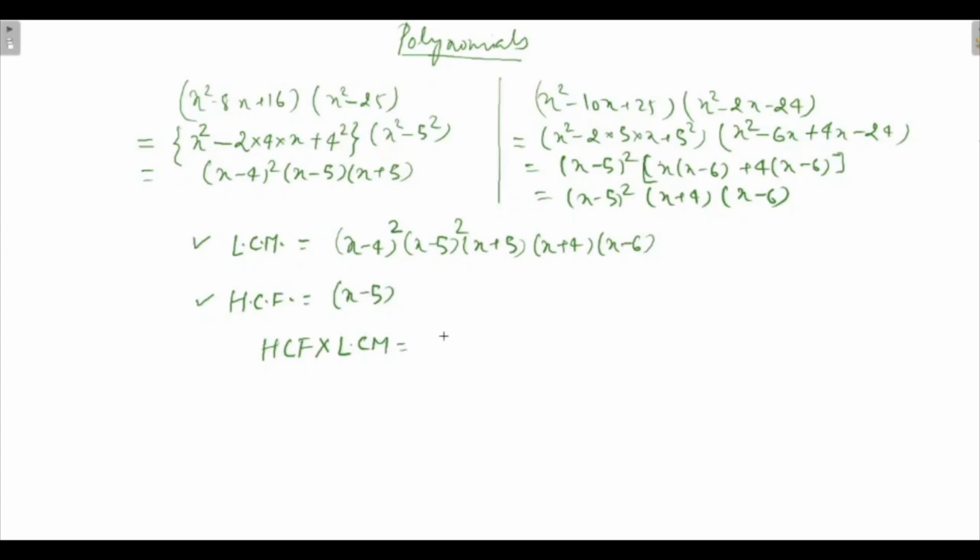So what I get here is x minus 4 whole square, then x minus 5 whole cube, because this is 1 power, this is 2, so this will become 3. Then I'll get x plus 5, then x plus 4, then x minus 6. If I'm calling this px and calling this qx, for example, now I'll do px into qx as well.